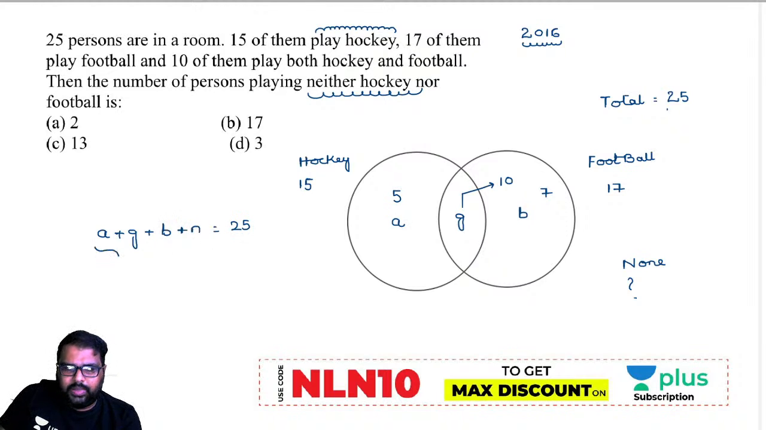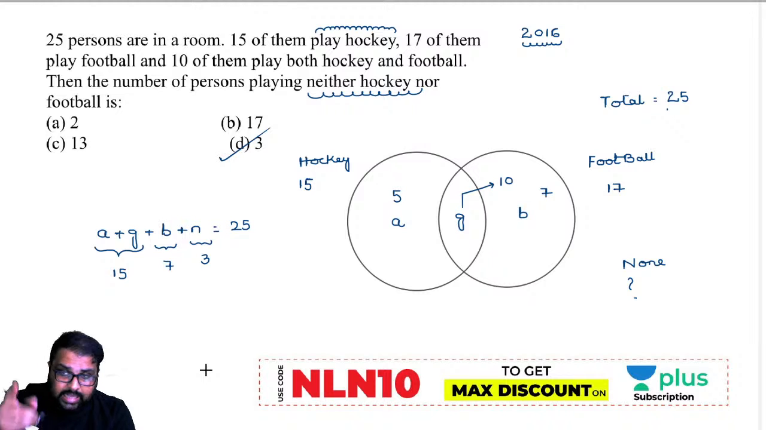Now you know A plus G as 15. You know B as 7. And automatically N value will be 3. Yes, so your option number D. Again, this is a previous year question, right? Please go through.